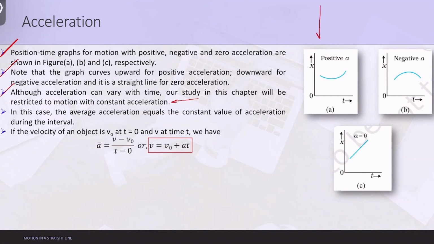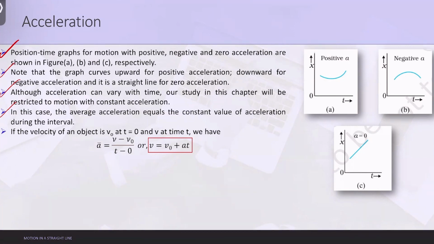For example, for vertical movement, the value of g is always equal to 9.81 meter per second square. So this value is nothing but your acceleration value only. So acceleration is taken as equal to minus g, and hence this is a constant acceleration. So in this case, the average acceleration equals the constant value of acceleration during this interval. Quite evident because we are taking it to be constant. It's the interval we are talking about.